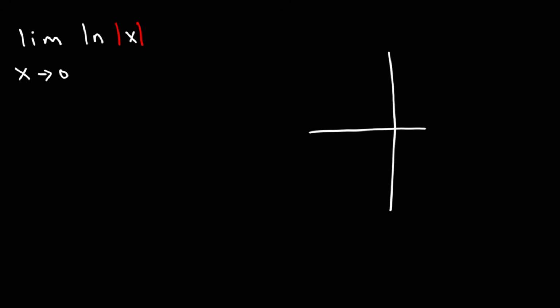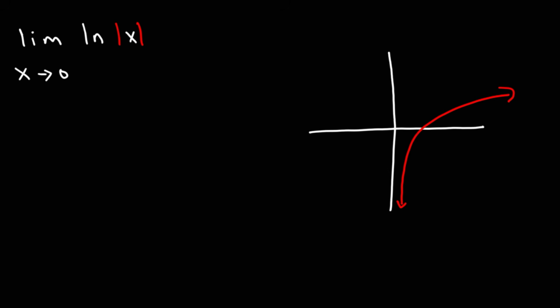Now, what about this problem? What is the limit as x approaches 0 of ln x, but instead of this x, we're going to have the absolute value of x. So feel free to try that problem. Now, it really helps to draw the graph. Now, we know that ln x looks like this. This is a rough sketch of ln x.